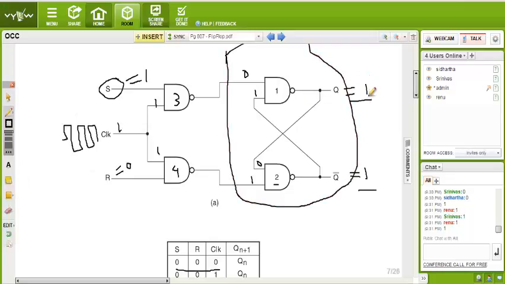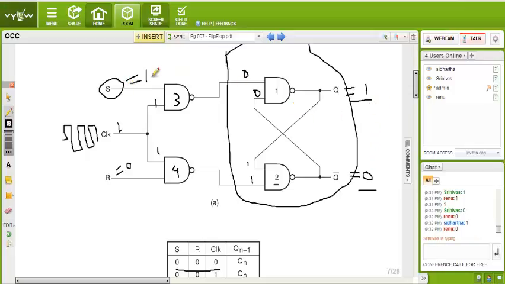Now it is 1, but it is not possible for both to be 1. That is why it repeats once again. Now this 1 is fed over here, now it is also 1. Now what will be the output of gate 2 again? 0. Good. So 0 comes here. Now this 0 is fed over here. Now what will be the output of gate 1? 1. So now it has reached the stable state.